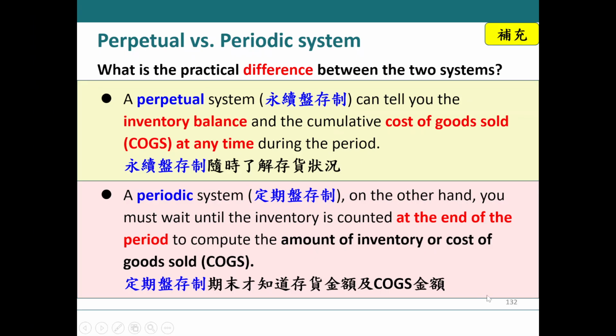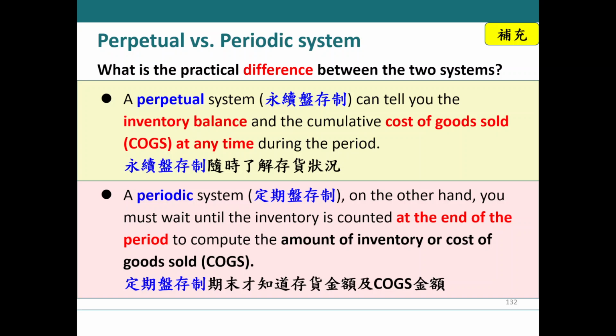Since we have done the whole process for periodic and perpetual, you should understand all the processes we've done already. So go back to slide page 132. Did you find it? For perpetual, do you know everything?